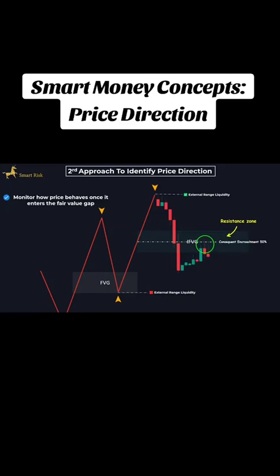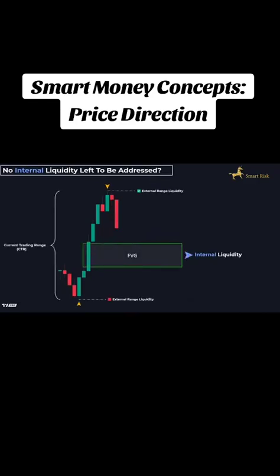Especially if price retraces back into the inverse gap and respects the midpoint this time by showing rejection, it strengthens the case that the market is about to continue lower, aiming to sweep the external sell-side liquidity below the most recent low. Now, what happens if we have healthy and efficient price action within our trading range, meaning there's no internal liquidity left to be addressed? How does price behave in such scenarios?